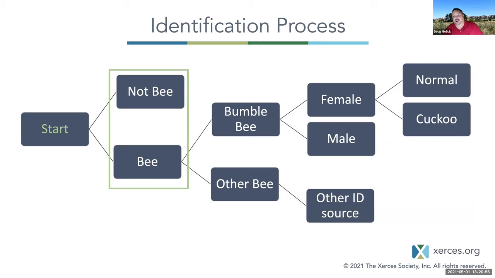And there are a lot of insects that are very, very close in appearance to bees. Then from that step, if it's a bee, is it another type of bee? And if you know it's a bumblebee, is it male or female or something else? So we'll talk about that process today.